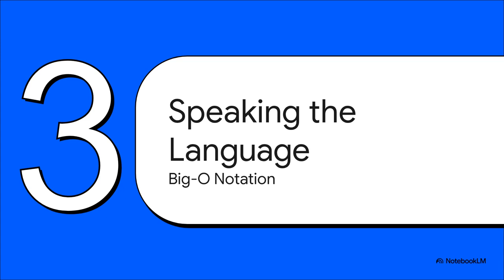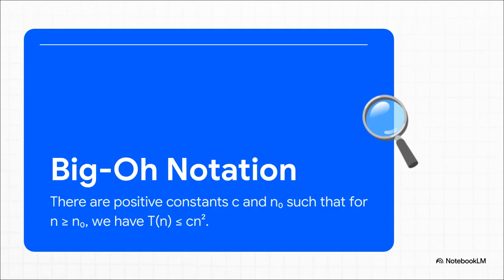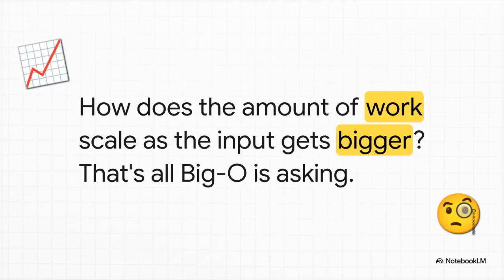Okay, so to talk about this growth rate in a standardized way, computer scientists came up with this shared language. It's called Big O notation, and believe me, it's the language every interviewer expects you to be fluent in. Now, if you crack open a textbook, you're going to see the formal definition, and it looks like this. It's super precise, very mathematical. But let's be real, it can look a little intimidating at first glance. So let's just cut through the math for a second.